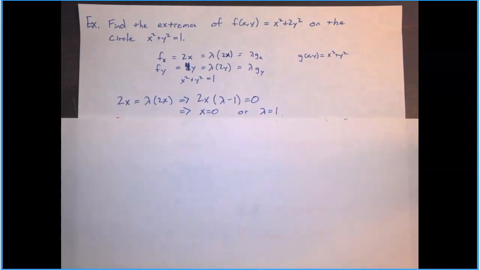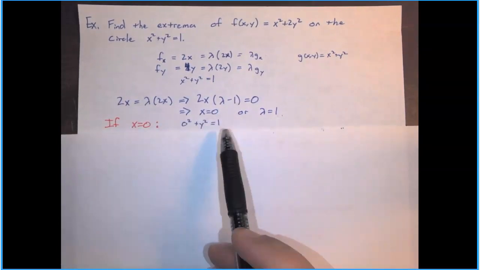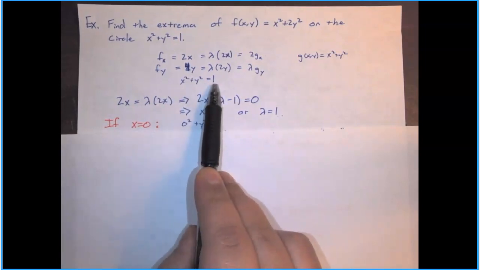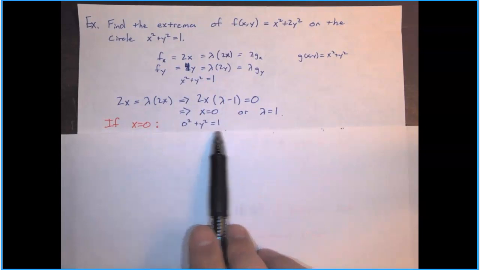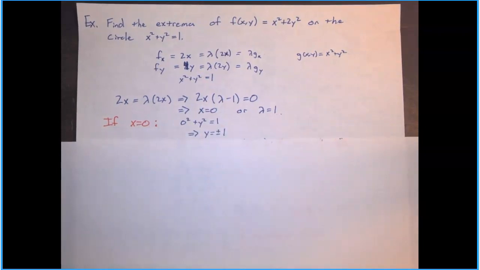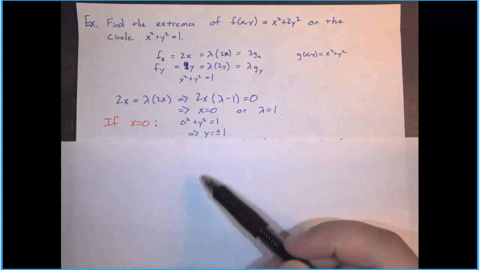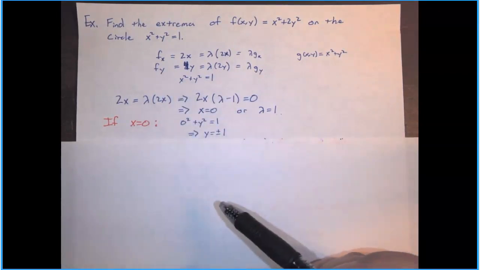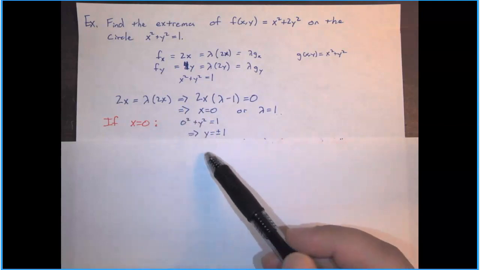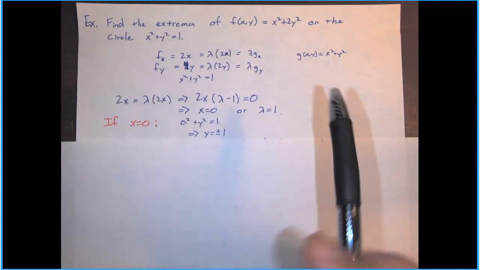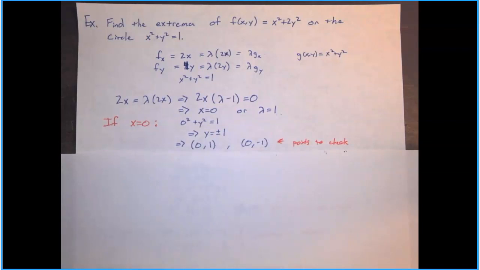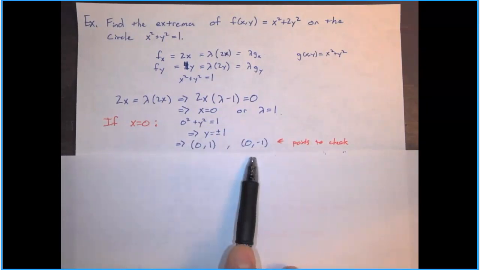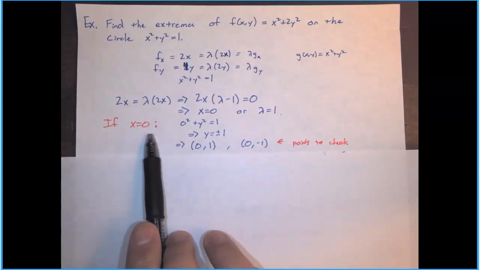In the first case, if x equals 0, then I can use this constraint to figure out what y has to be on the unit circle. If x equals 0, what does y have to be? Well, it's pretty easy to solve. y has to be plus or minus 1. Notice in this case, I don't care about the value of lambda at all. You can go figure out what lambda has to be if x equals 0, but it doesn't matter. All we care about in the end are the x and y values. And so I get 2 points, (0, 1) and (0, negative 1), that I need to check. So that's what happens in the first case if I consider x equal to 0.